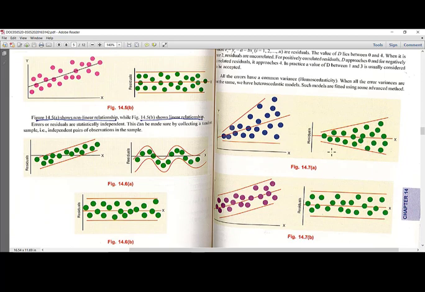Here you can see this figure 14.7a, this figure as well as this figure. These come under heteroscedastic models, whereas this figure 14.7b shows that errors have a common variance. So these can be said as belonging to homoscedasticity models.